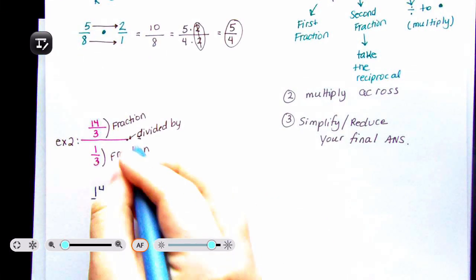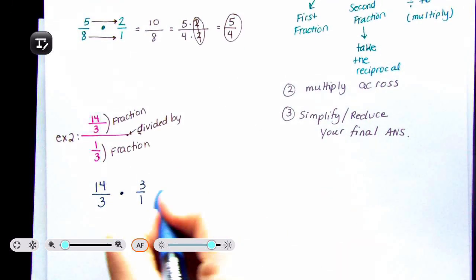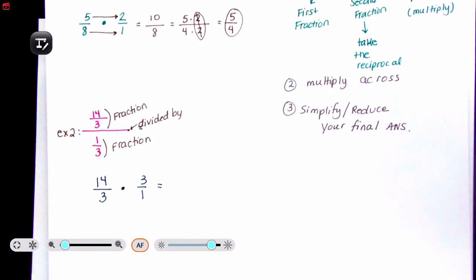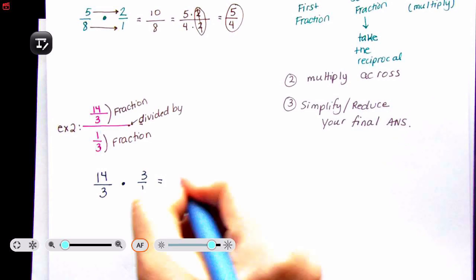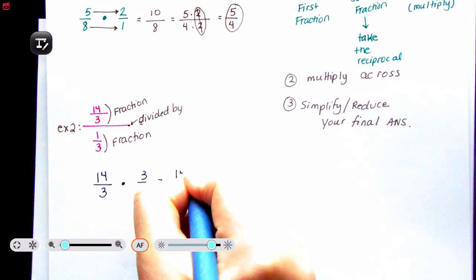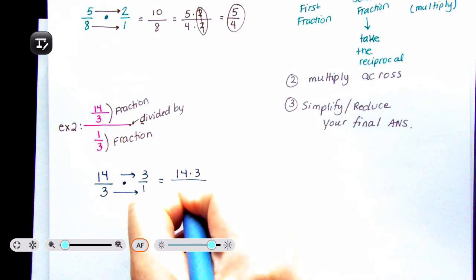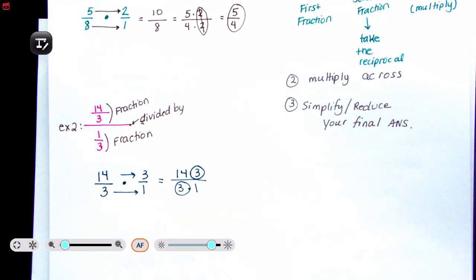Then I'm going to take my divided by, change it to multiplied by, and now I'm on step number 2. Step number 2, multiply across. Now, 14 times 3, I have no idea what that is, but I noticed something. If I multiply across just like we did, I have a 3 on top and 3 on the bottom. So you don't have to multiply out. If you notice the same number on top and the same number on the bottom, you get to divide those, and those equal 1.